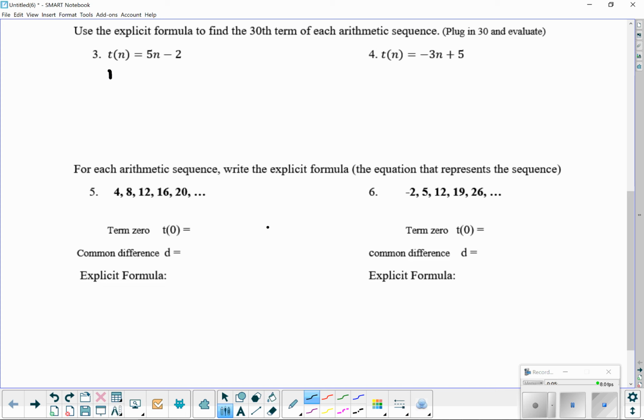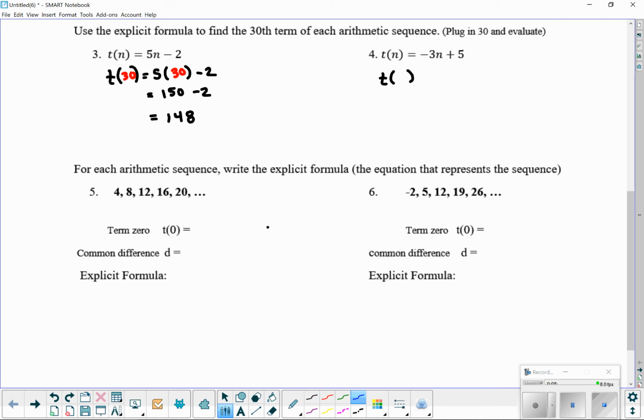So you're going to go T of n, and we want the 30th term of that. So we're going to put in 30 for n. So T of 30 equals 5 times 30 minus 2. Remember, your n is going to be 30, so instead of n here, I'm going to write 30. Use your calculator if you need it. 5 times 30 is 150, minus 2 is 148. That's your answer.